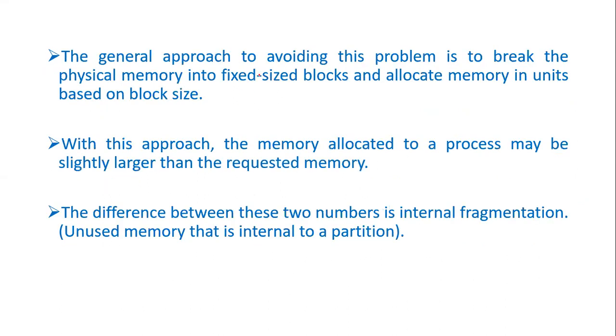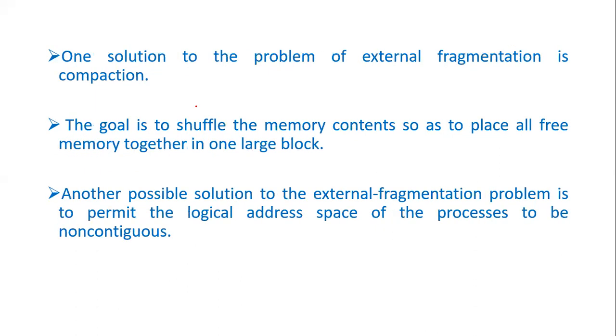The general approach to avoid this problem is to break the physical memory into fixed-size blocks and allocate memory in units based on the block size. With this approach, the memory allocated to a process may be slightly larger than the requested memory. The difference between these two numbers is internal fragmentation, meaning unused memory that is internal to a partition.